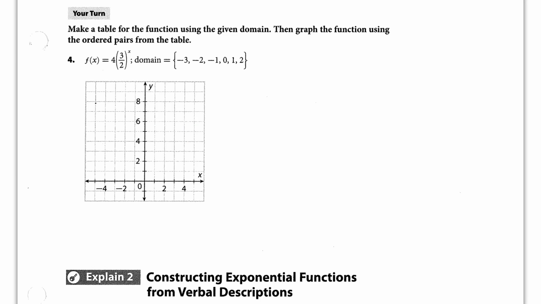Make a table for the function using the given domain, then graph the function using the ordered pairs from the table.